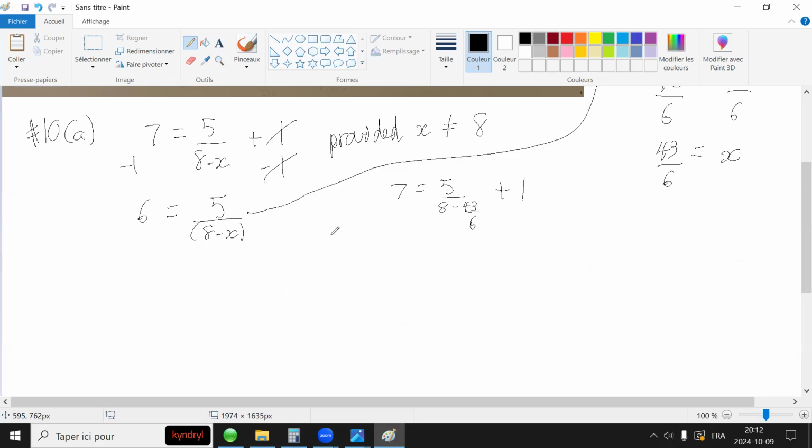So of course the left side, no problem. Then I'd switch 8 to sixths, to put it in a fraction. So that would become 48. So yeah, I would have 48 minus 43 divided by 6, and then I'd have 5 over here.